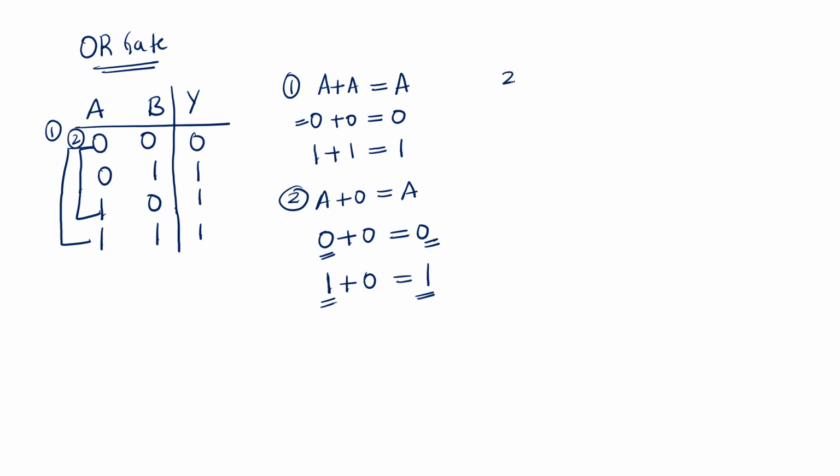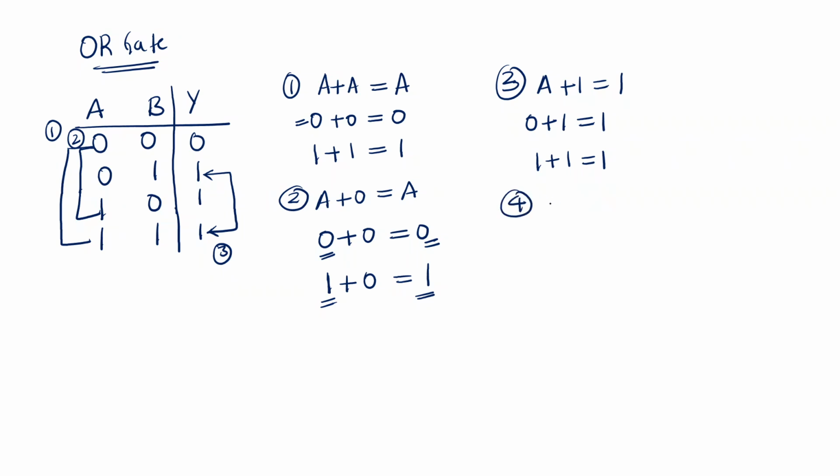And third case, you see. A OR 1 equal to what? 1. So A OR 1 equal to 1 means this one and this one, the third one. That is 0 OR 1 equal to what? 1, or 1 OR 1, that is equal to 1. So that is nothing but A OR 1 equal to 1.